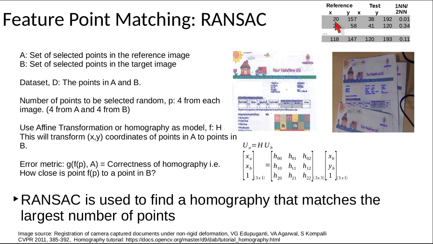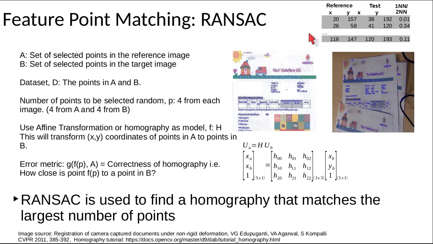In order to find out how the reference points match the test points geometrically, we have to solve for this homography, where UA are the set of points in the reference image, and UB, indicated by these points, are points in the test image, and H will give you the transformation from the reference points to the test points.